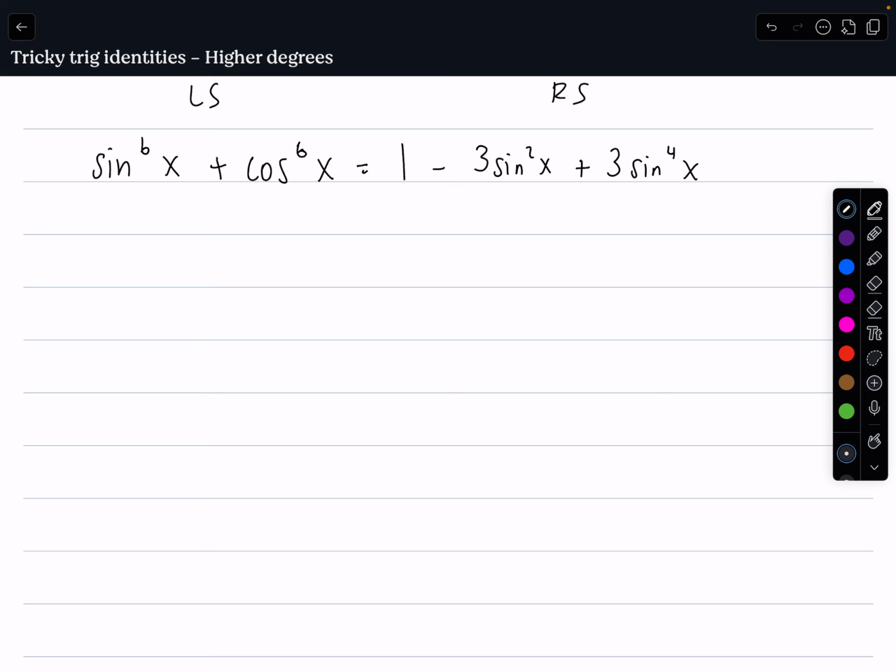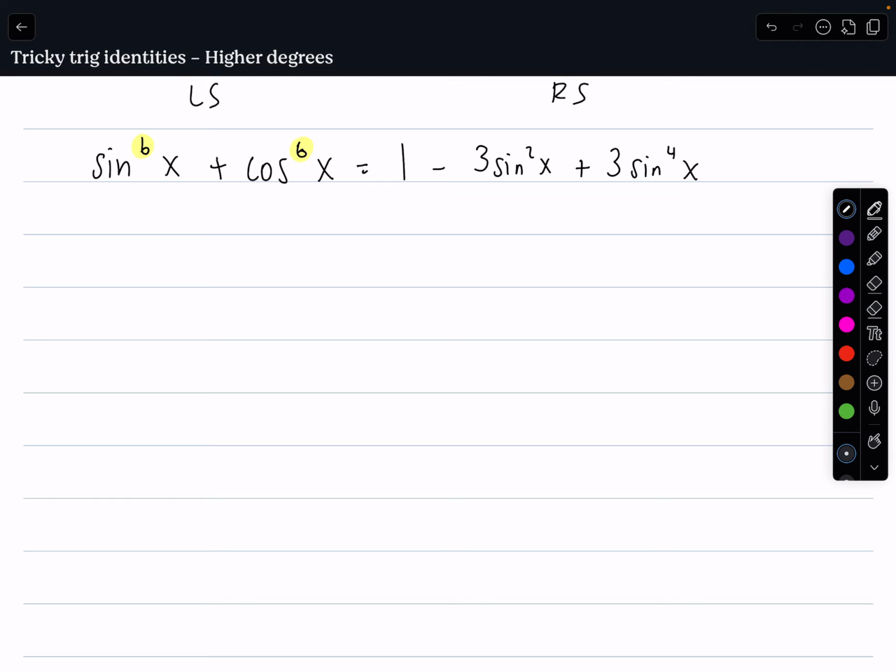So we have a trig identity where we're using higher degrees. Notice how on the left side, we have this to the power of 6 going on in the exponent. A lot of students see these questions, especially on the thinking part of their test, and they get really stuck. But here is a simple way on how we're going to solve this.